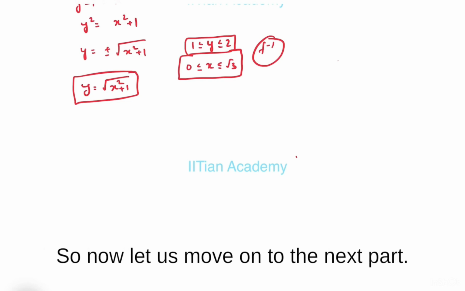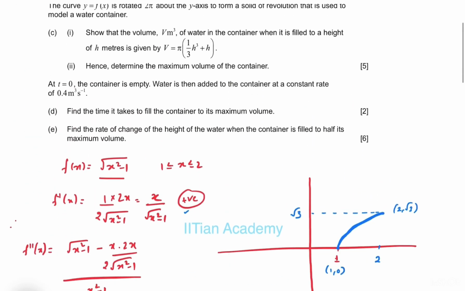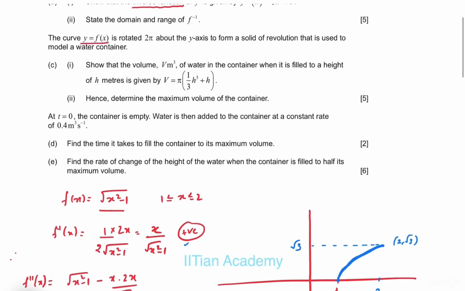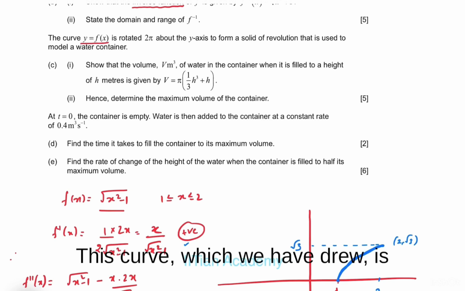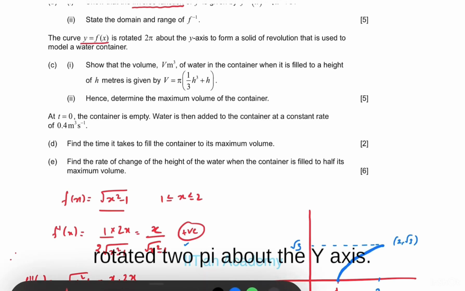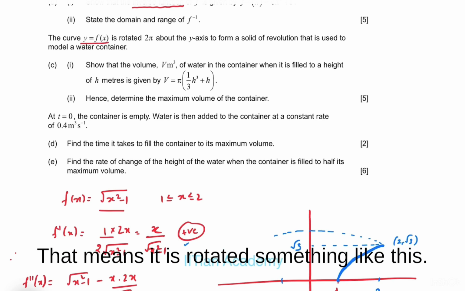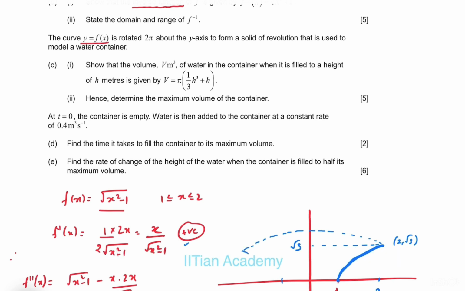So now let us move on to the next part. In the next part, it is given that the curve y = f(x), this curve which we have drawn, is rotated 2π about the y-axis. That means it is rotated something like this.